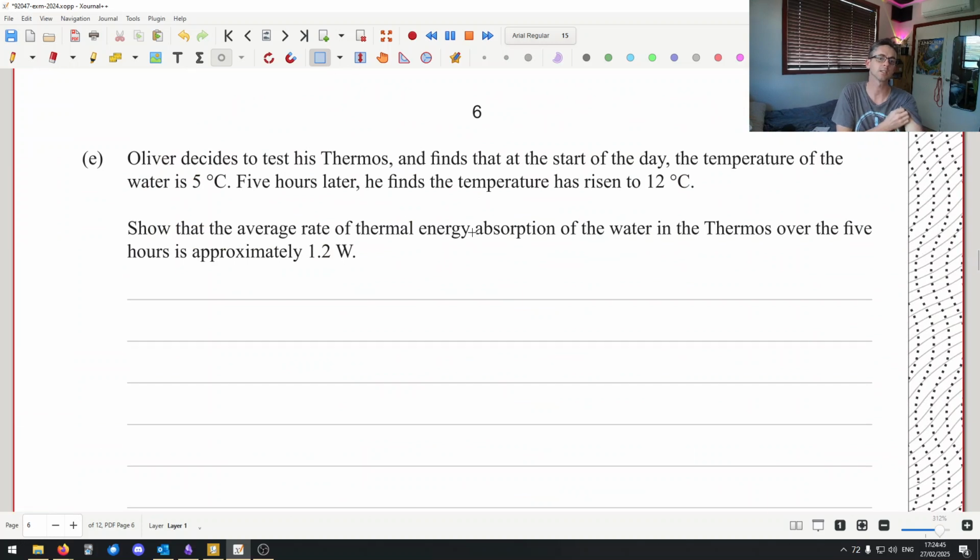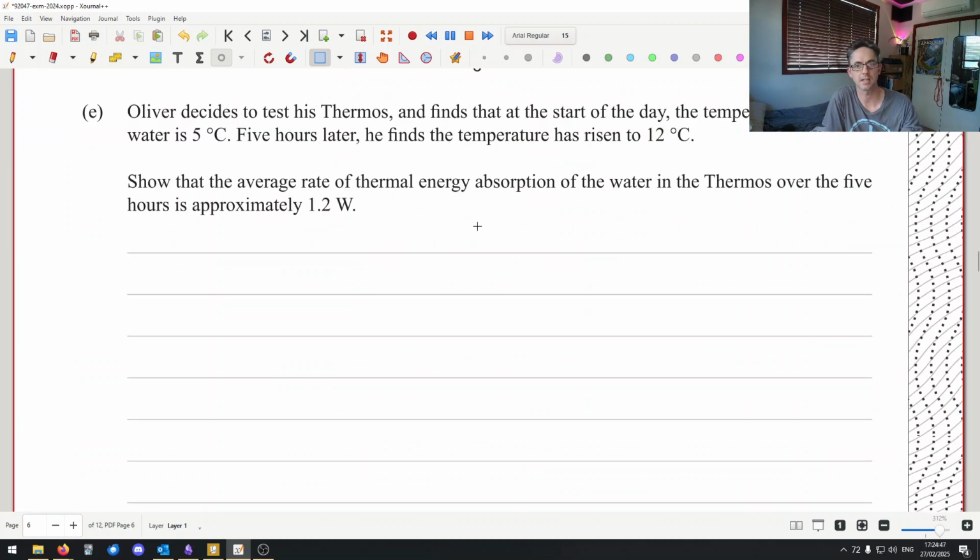Oliver decides to test his thermos and finds that at the start of the day the temperature of the water is 5 degrees Celsius. 5 hours later, he finds the temperature has risen to 12 degrees Celsius. Show that the average rate of thermal energy absorption of the water in the thermos over the 5 hours is approximately 1.2 watts.